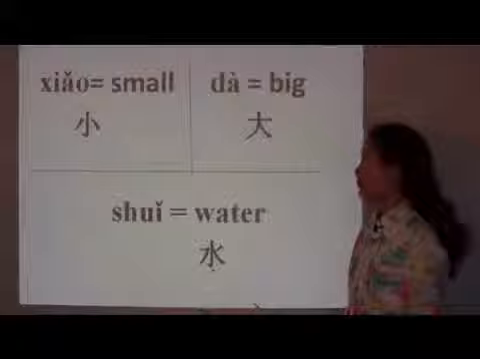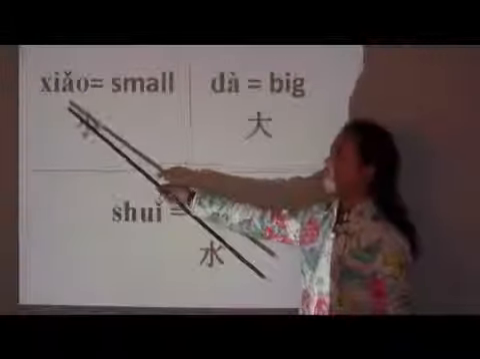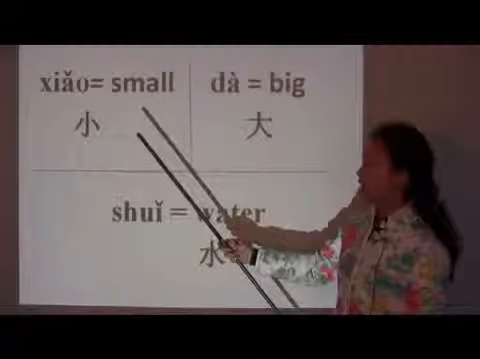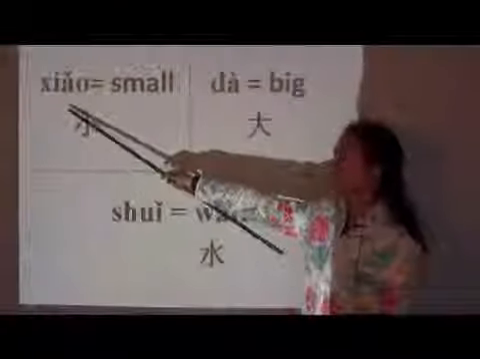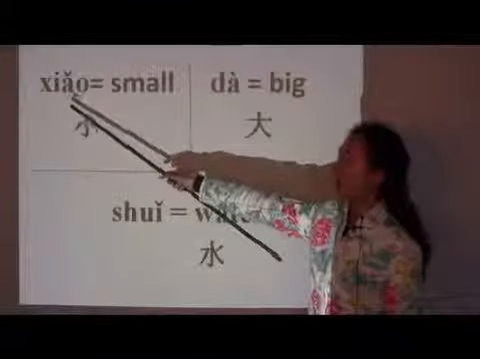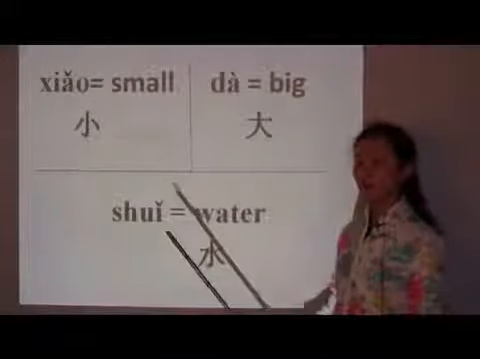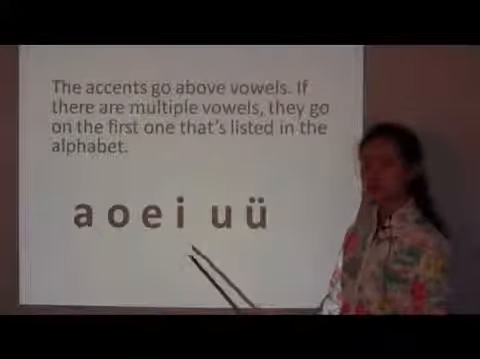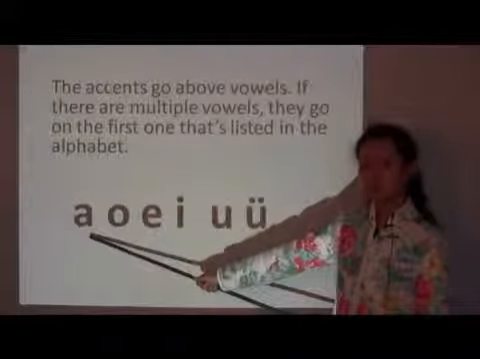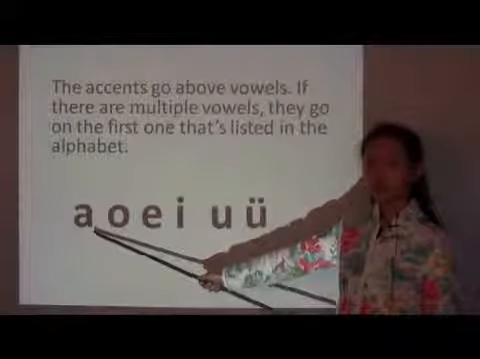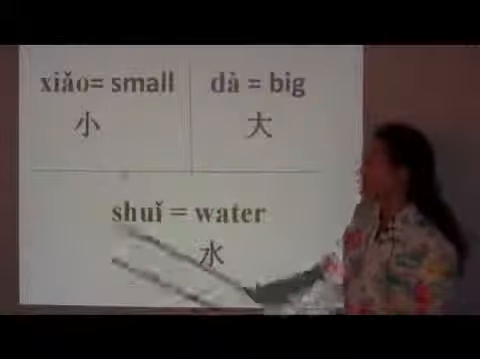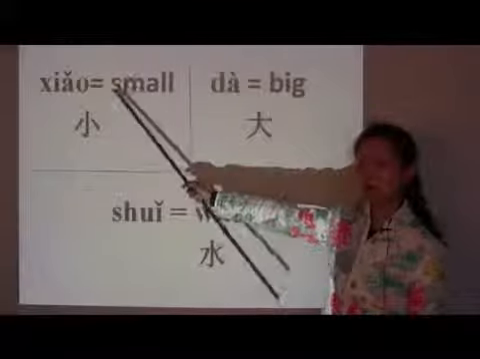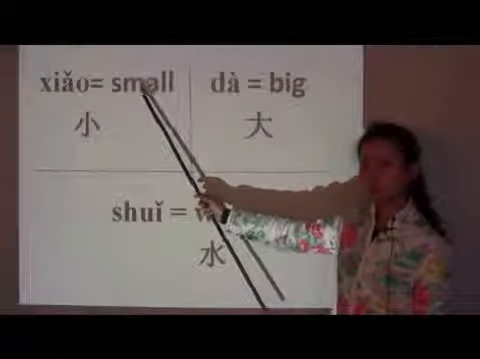For example, we have the word xiǎo, which is small. And you look at this and you say, whoa, there's 3 vowels, so which one do I put it on? We have I, A, and O. Let's go back to our list. I, A, and O. Which one's first in the list? A. So you put the accent on the A. There's only ever 1 accent per word. So, accent on A, third accent, xiǎo, up and down.